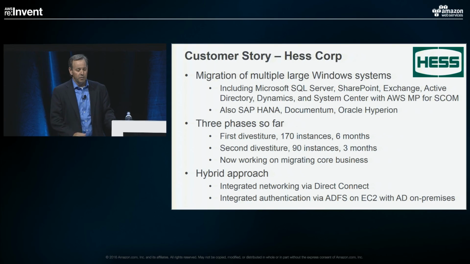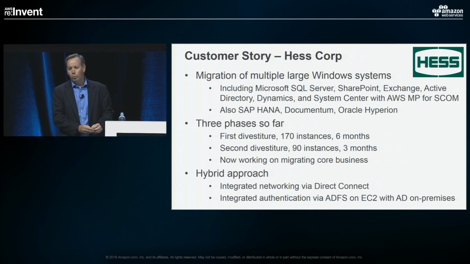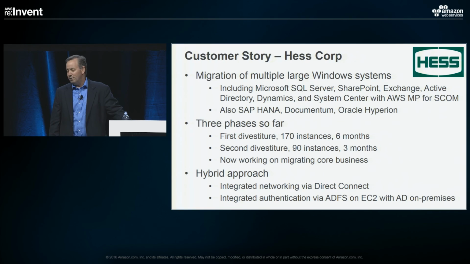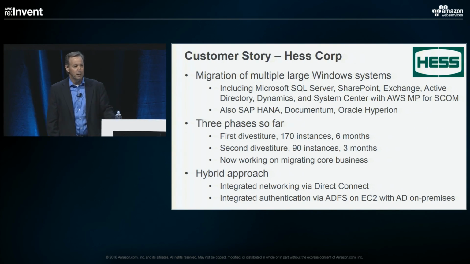So 3 phases. The first phase of the divestiture, we moved 170 applications. It took us 6 months. And at the time, Amazon didn't have all the frameworks and quick start guides and all the other tools that Zlatan's talked about now. So we kind of figured that out as we went. But still, to be able to move 170 applications over 6 months was pretty incredible. But we got better. And the second divestiture was 90 applications. We were able to do that in 3 months.